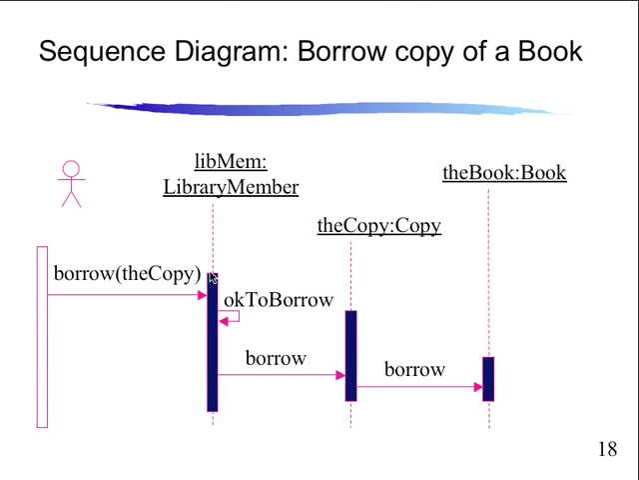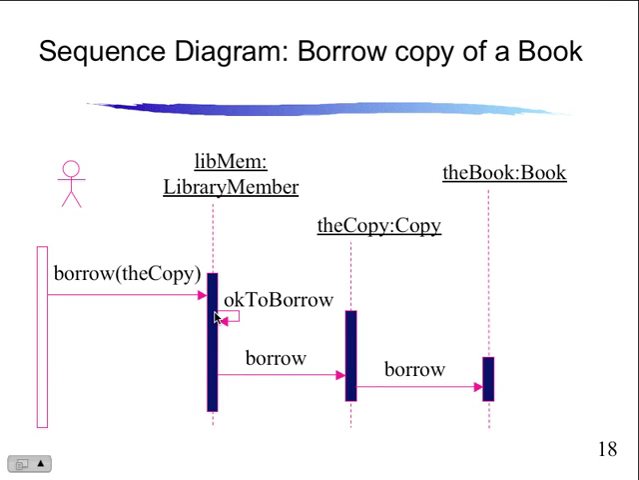So we have the library member object, the book object, the copy object. And so the method to borrow, so what are you going to borrow? You're going to send a parameter of the copy. And it goes to the library member, and it says, okay to borrow, okay. And then borrow, if we're okay to borrow.